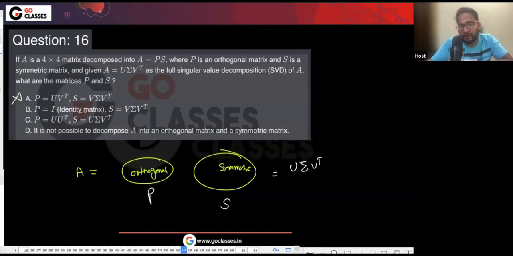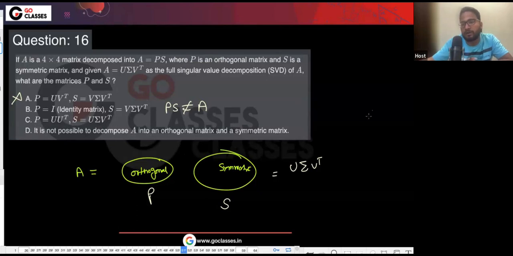Now take P as the identity matrix. S is this. Is this an orthogonal matrix? Yes. S is this, but does P into S give you A? PS is not A, right? Okay, PS is not A. Here, PS is A. Is this orthogonal? U into U transpose.